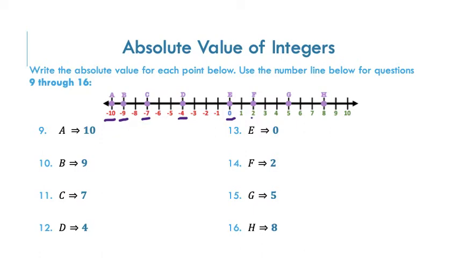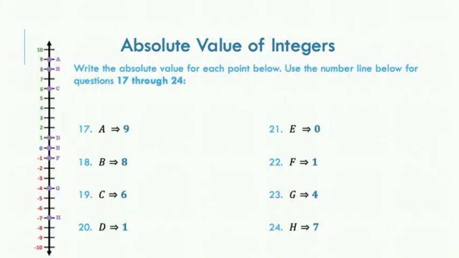And then we have F is 2, and we know that 2 is 2 units away from 0 to the right, so the absolute value of 2 is 2. For G, we have 5. 5 is 5 units to the right of 0, so the absolute value of 5 is 5. And for H, we have 8, and 8 is 8 units to the right of 0, so the absolute value is 8. Here we have similar questions, except we're given a vertical number line.